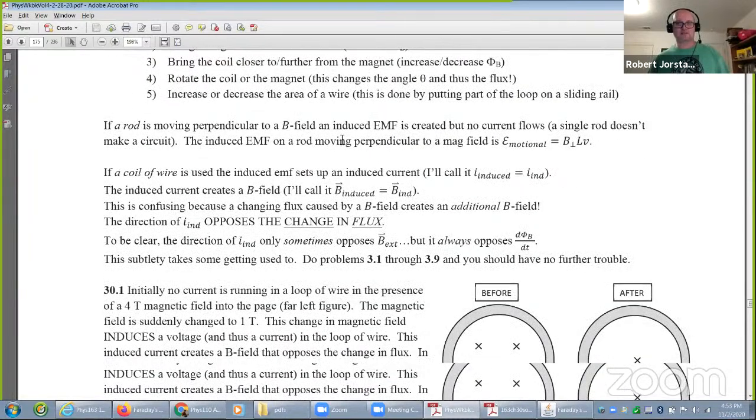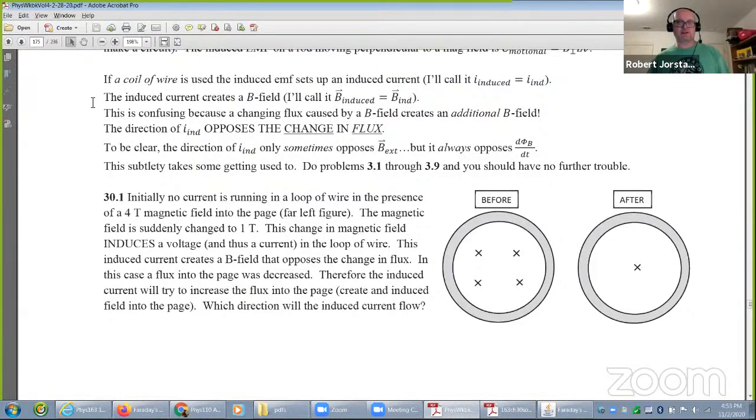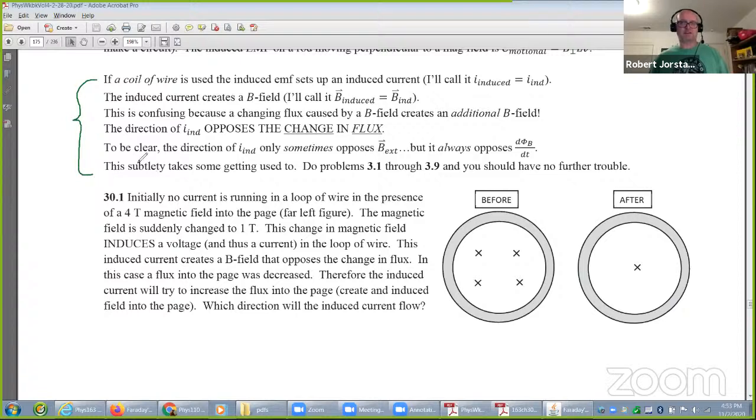There's some other words. Let's read this paragraph right here. We'll come back to the paragraph that we skipped in a few pages. So if a coil of wire is used, the induced EMF sets up an induced current. So I'm going to call that current I induced for the next few problems. The induced current in turn creates an induced magnetic field. Now here's where this gets crazy. You have a magnetic field from the magnet, but you also get a magnetic field from the coil when it runs current.